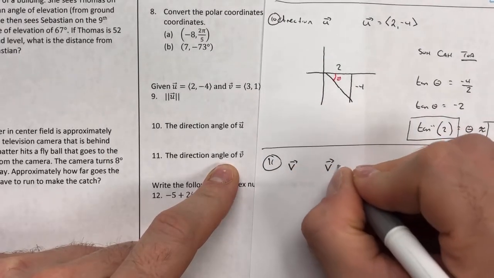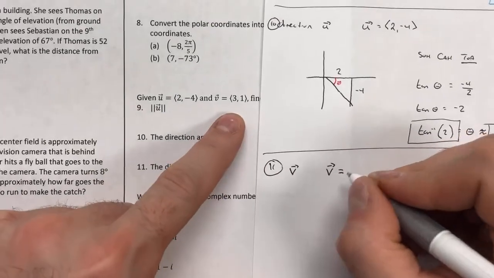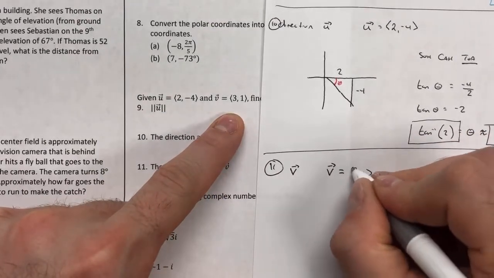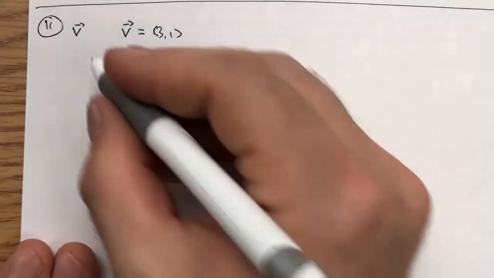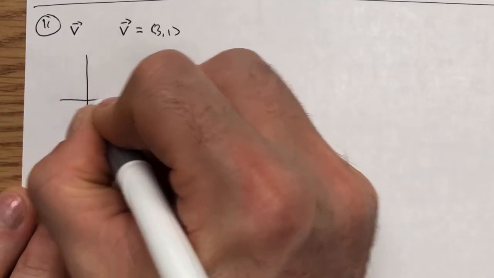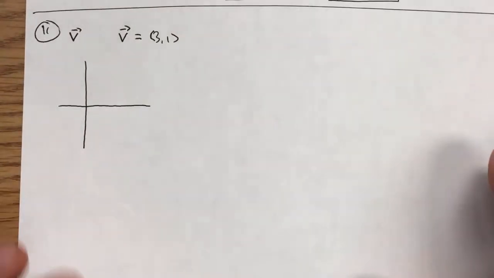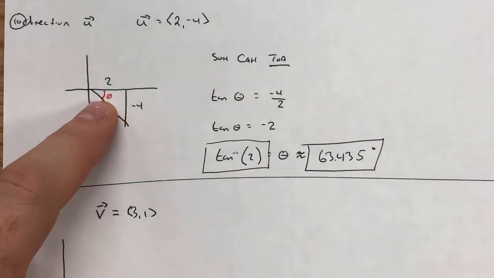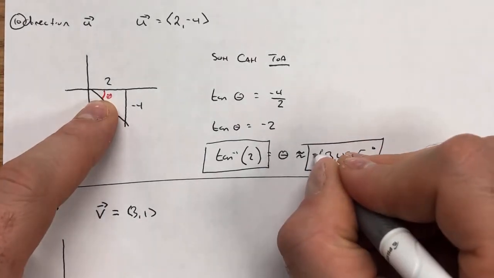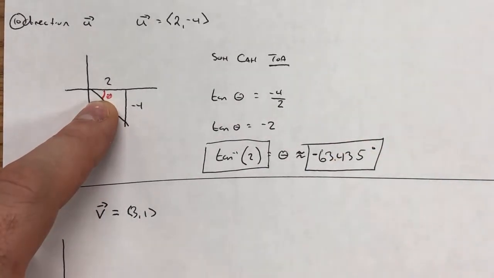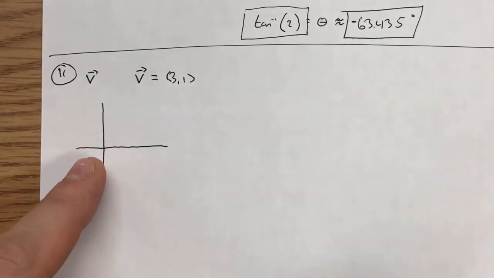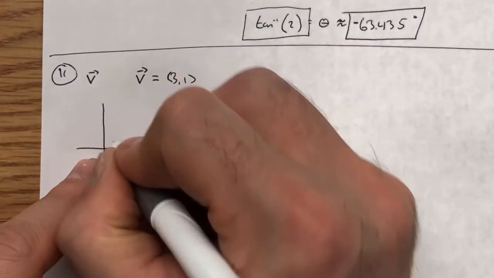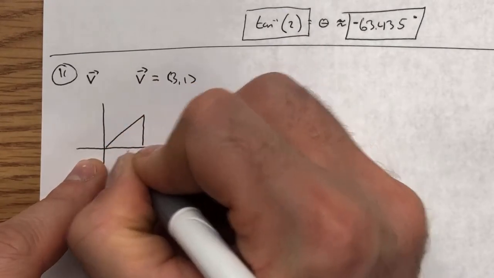So now vector v is equal to, let me say it was 3, 1. Okay, let's book that one. So this vector is up here. Hold on. That is a negative angle measure. There we go. Negative degree. Almost missed that. The vector right here is 3, 1.